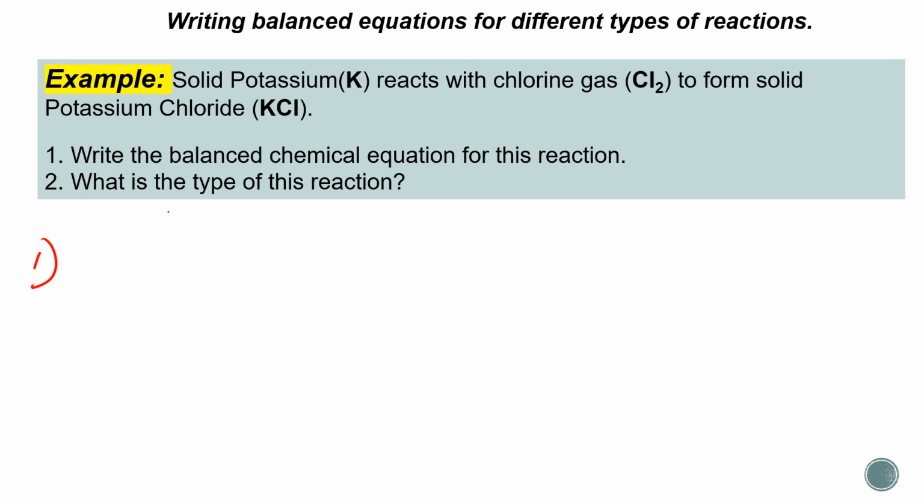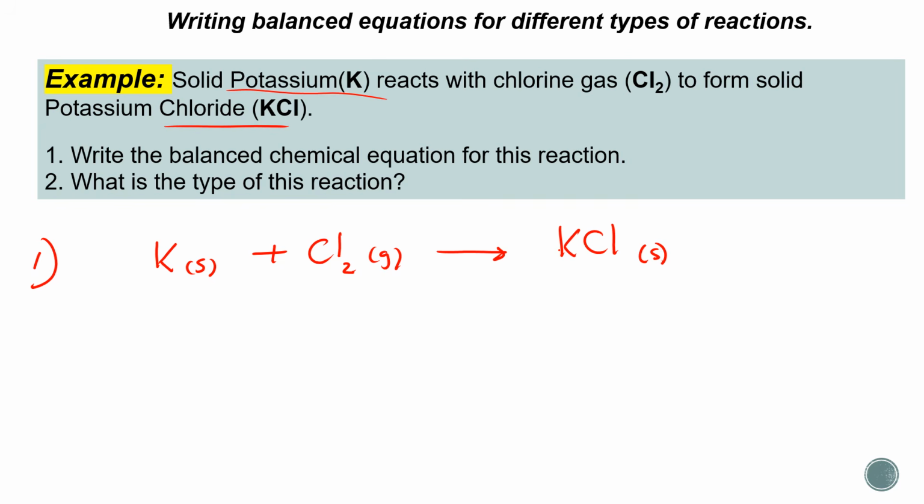So now let's write the balanced chemical equation, which we know from the previous lesson. In the previous video we learned how to do it. So K solid potassium plus chlorine gas Cl2 gas forms KCl solid. Where did I get this from? From here. Is the equation balanced or not? No. Here we have 2Cl. Here we have only one. So let's put 2 here. Now we have 2K and 2Cl. So I need to put 2 here. Now we have the equation balanced. Now our equation is balanced.